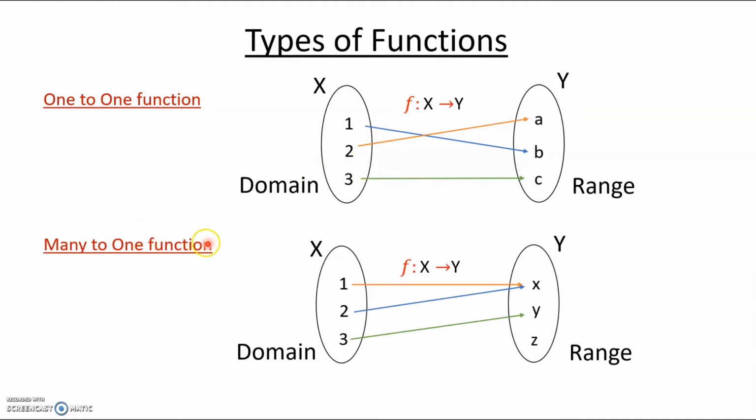Next, many-to-one function. Just as the name states, you can have many, like you can see in this picture. 1 and 2 are related through function f to x. So many of the elements in the domain can have one element that they are related to in the range.